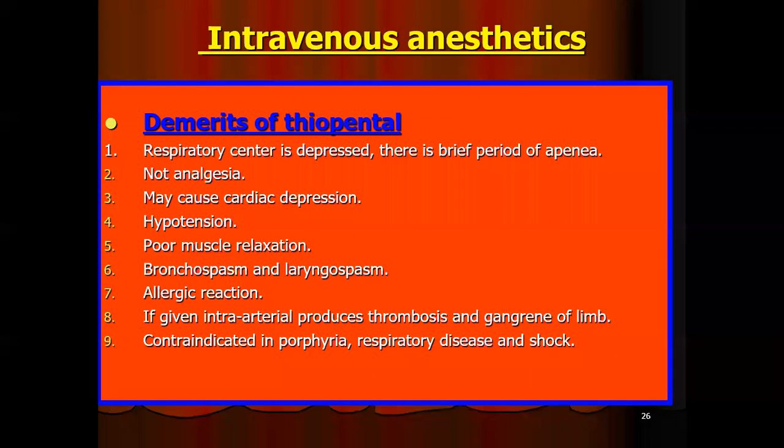Thiopental sodium is contraindicated in porphyria and respiratory diseases because it can cause bronchospasm or laryngospasm, or may cause cardiac depression. So it is prohibited in patients who are in shock. So these are some of the demerits of the intravenous anesthetic thiopental sodium.